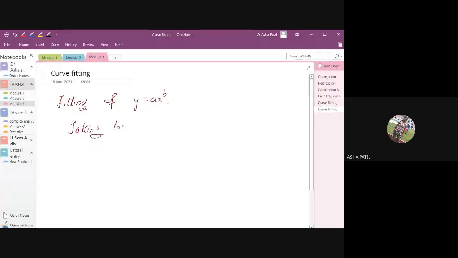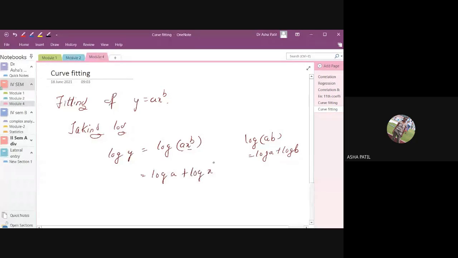Taking log, we have log y is equal to log of a x raised to b. It is in the form of log ab, so you know the property, we'll write it as log a plus log b. So we'll split this as log a plus log x raised to b. Instead of b we have x raised to b.